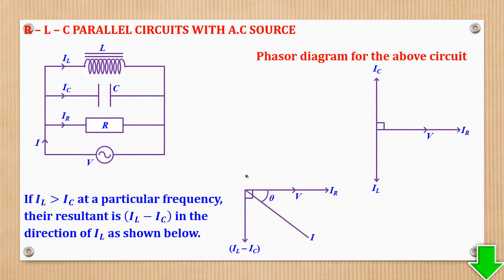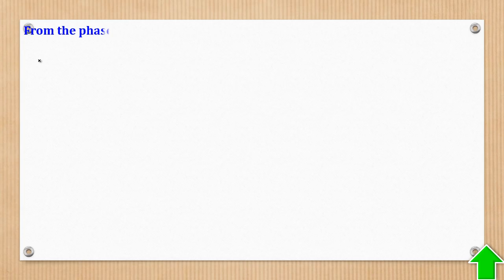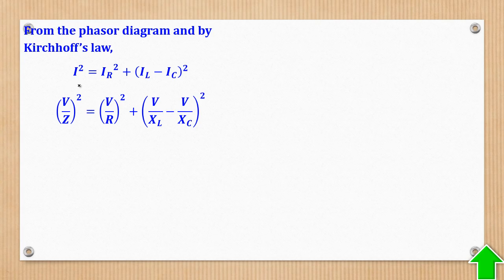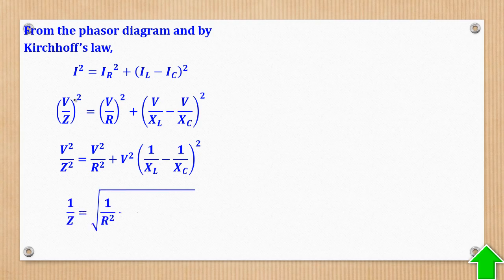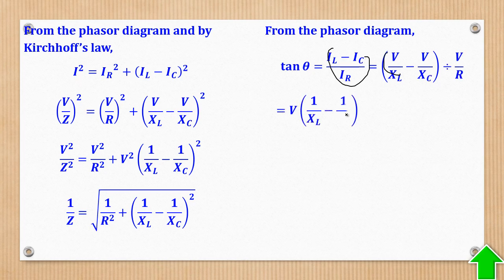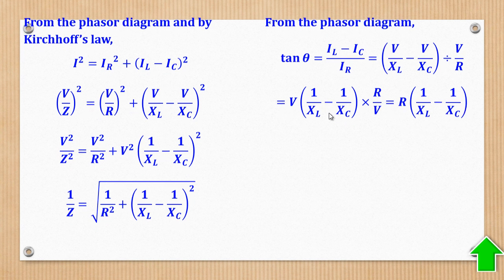So by Pythagoras theorem, it means that I squared is equal to this squared plus this squared. So you shall come here and say that is that, then substitute, then cancel out the V, so that will be the reciprocal of the impedance. Then from the phasor diagram, it means that tan theta is equal to this, substitute, and simplify to come up with this as the expression for the phase angle.